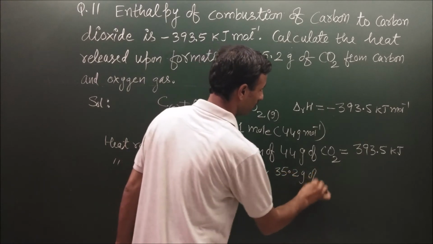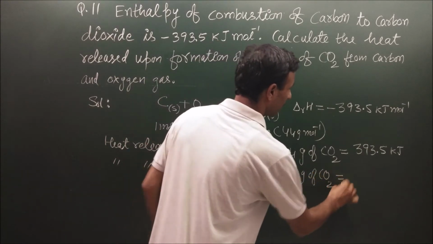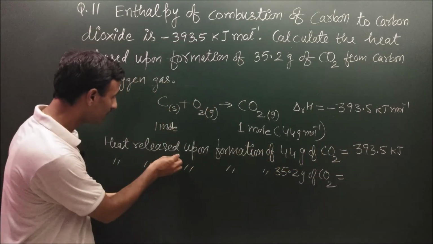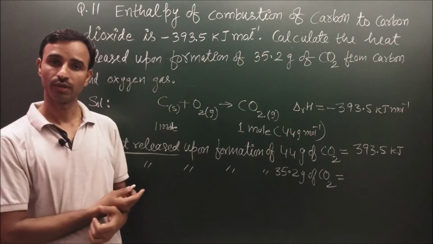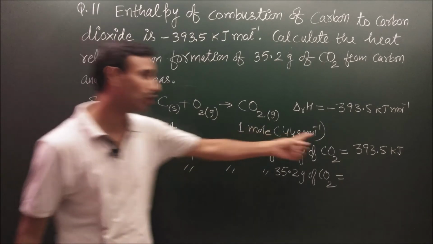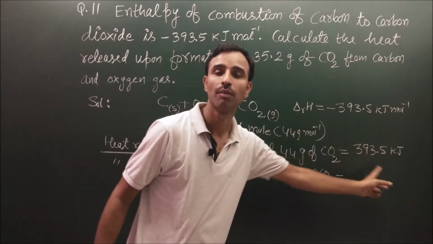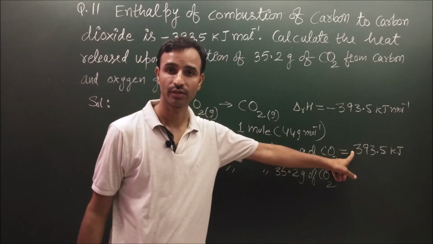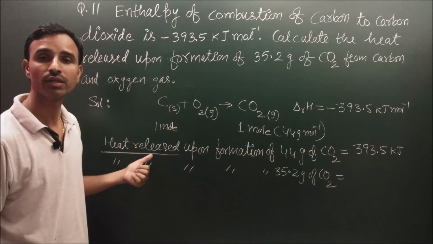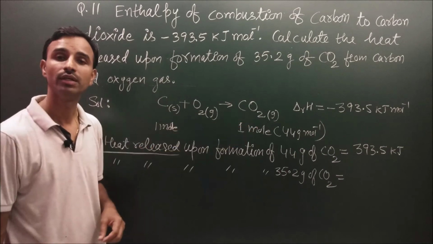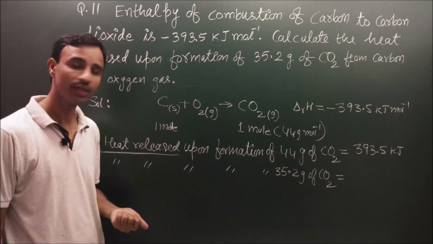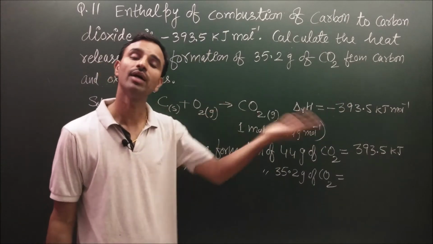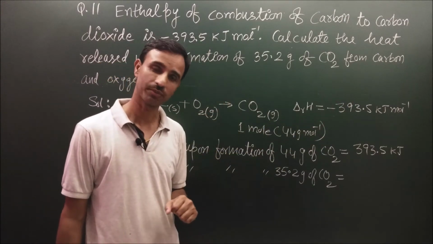So heat released upon formation of 35.2 gram of CO2. See, we omit negative sign here because we write here heat released. When we write heat released, it is obvious that it is minus, but there is no need to write here. Reason being, we mentioned that this is the amount of heat released, right? Because negative sign is the sign convention for the release of heat.